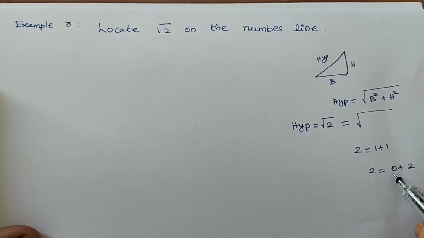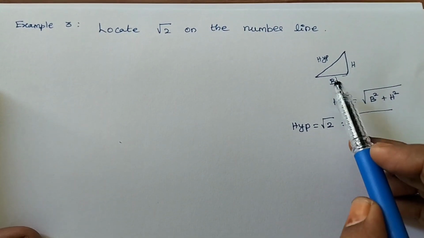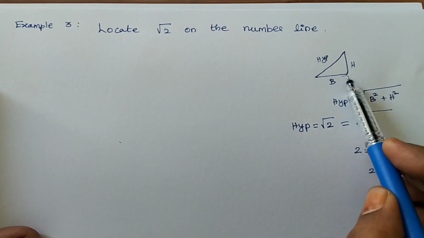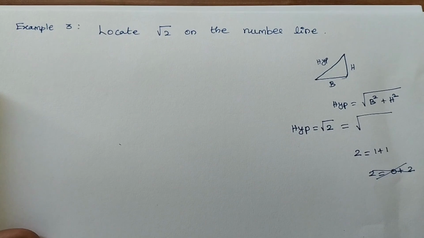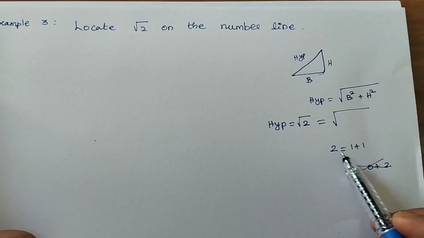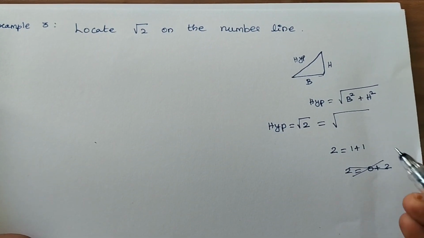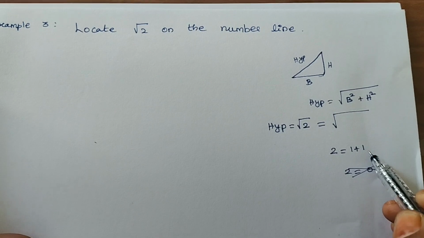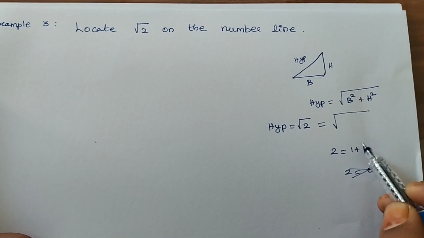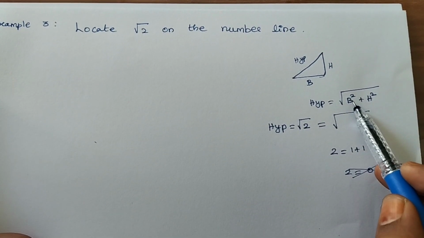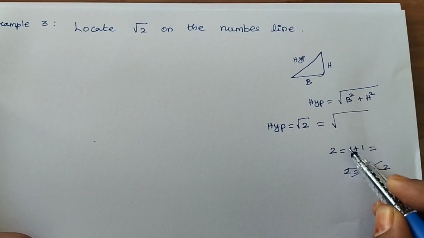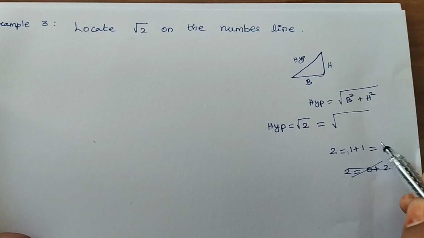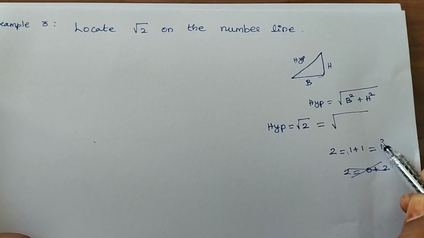But whenever one digit is 0, we cannot measure 0 here as one side. So this is not possible. The only possibility is 2 equals 1 plus 1. And this 1 plus 1 I need to write as b square plus h square. So how can I write it? Since it is 1, I can represent it as 1 square.